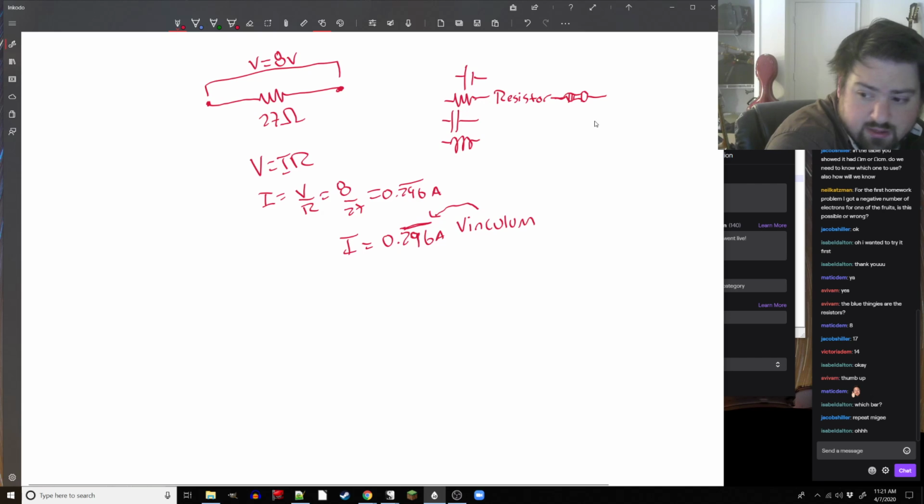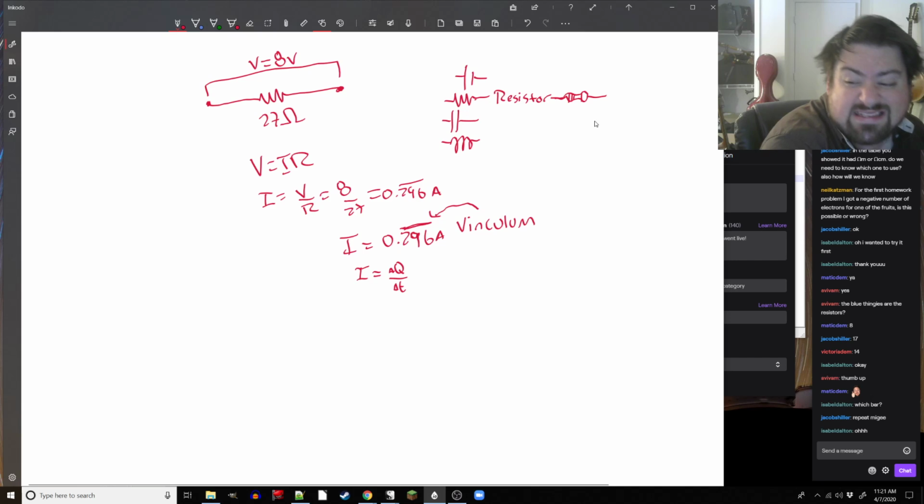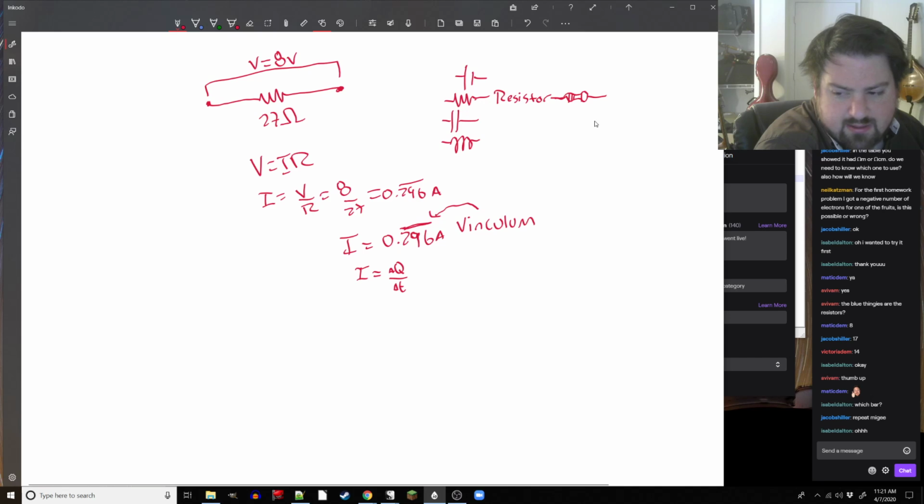Okay, so if this is the current, recall that we defined the current as the amount of charge flowing across a point or through a point divided by the amount of time it took to flow. So let's say we want to find out, in 1 second, which is going to make the math easier, how many electrons flowed through this resistor in 1 second of this voltage. So there's your current. Delta T is going to be equal to 1, so that makes the math way easier.